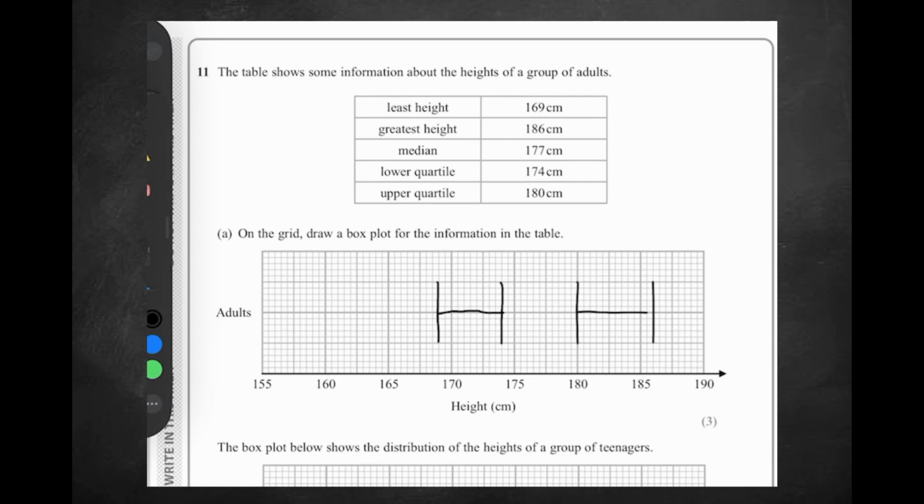And we'll draw a line here. And then we just close off the box. And we just need to put the median in there at 177, which is going to be 4 squares along from 175, just like that.